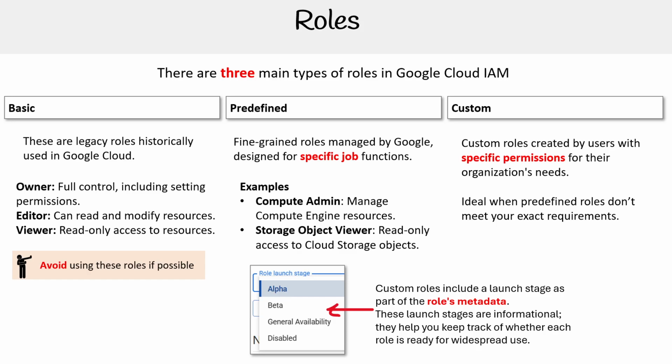There is also this thing called role launch stages. And all this is metadata. So it doesn't change anything with the role. It's just more an indicator to your team how you want to think about this role. Like, this role is alpha, beta, general availability, or disabled.